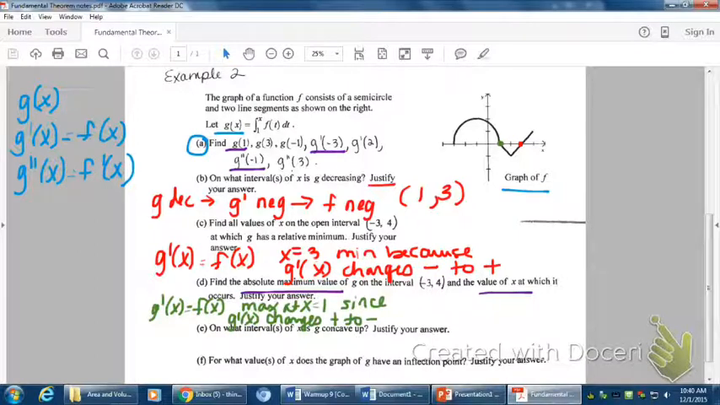To find the actual value, that means figure out what g of 1 is. And we already figured out g of 1 up there at the top when we did number 1. And g of 1 was 0. And 0 is the actual absolute max.